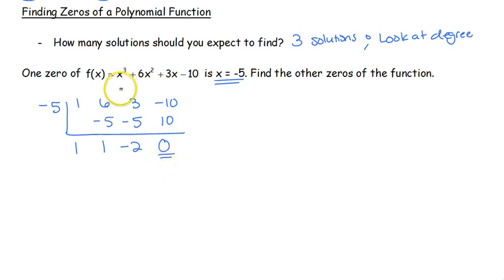So we started with an x cubed. We factored out 1, so this is going to be 1x squared plus 1x minus 2. We're down to a quadratic. Once we've got the quadratic, we can factor. So we're looking for two numbers that multiply to a -2, add to a positive 1. That's a positive 2 and a -1. So now we have all of our pieces to write factored form.